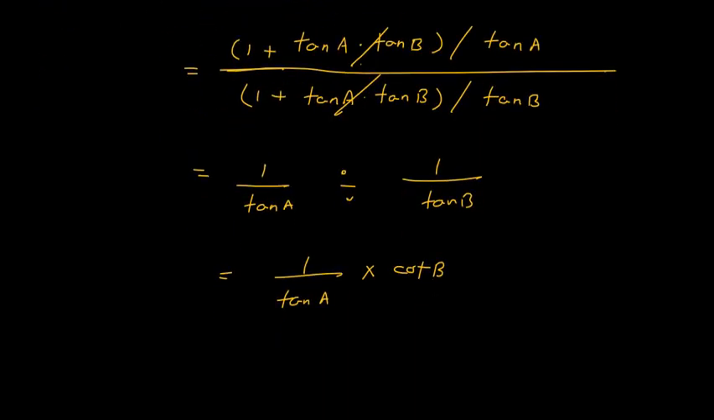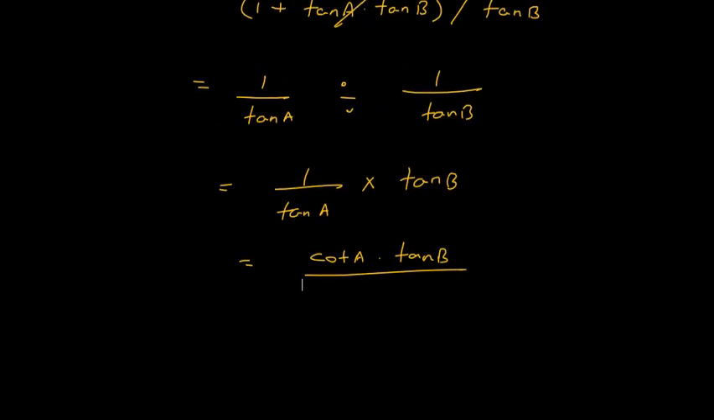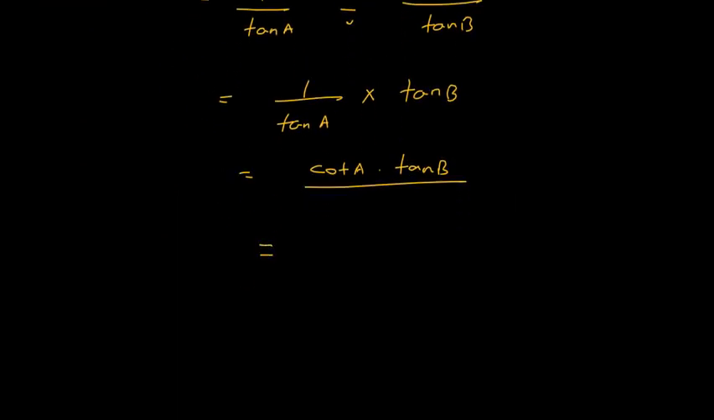I'm making some mistake. Reciprocal I am multiplying, so this is tan B only, and this 1 upon tan A I will say is cot A. So cot A into tan B is the result, and this is what we have to prove. So this is the RHS, right hand side.